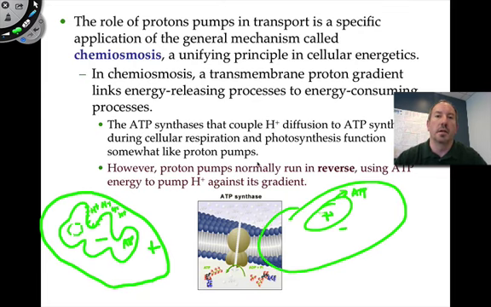So pretty awesome. It's hard to imagine that protons can do so many cool things.